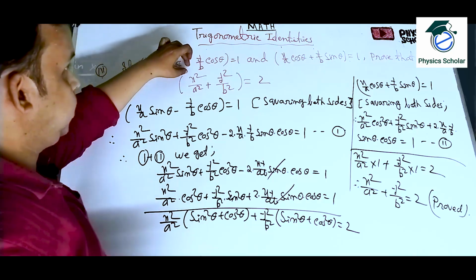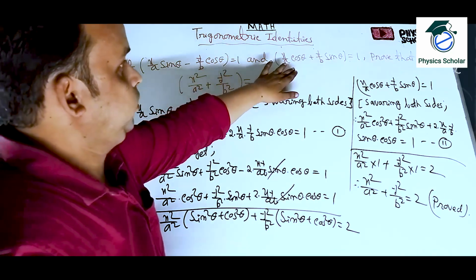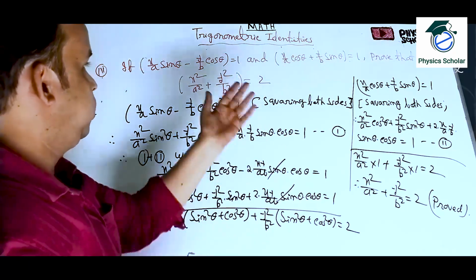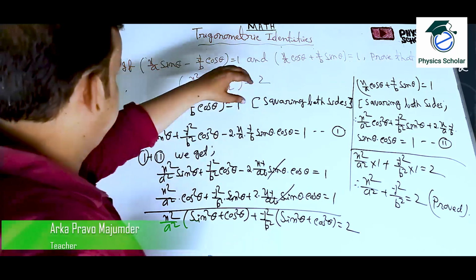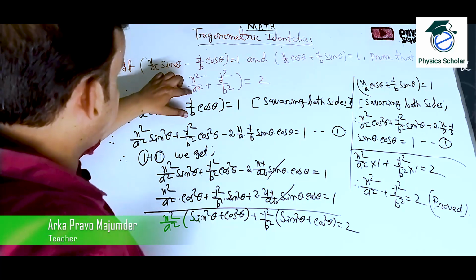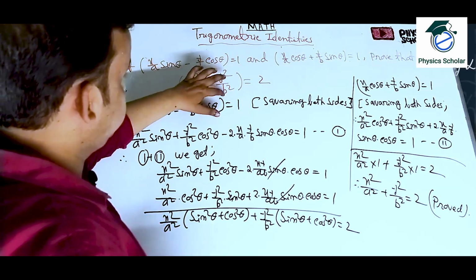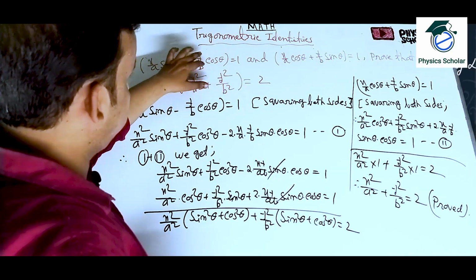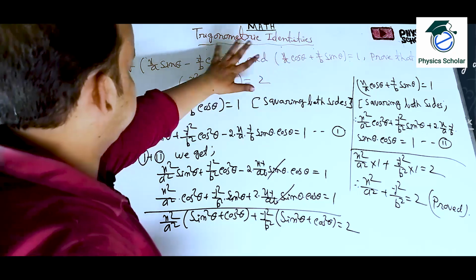x by a sin theta minus y by b cos theta is equal to 1, and x by a cos theta plus y by b sin theta is equal to 1. We have to prove x square by a square plus y square by b square is equal to 2. Now how to do this? As x square by a square is given, but here only x by a is given. Clear? And y square by b square is given, we have to find out, but here only y by b is there. That's why we have to square both the sides.